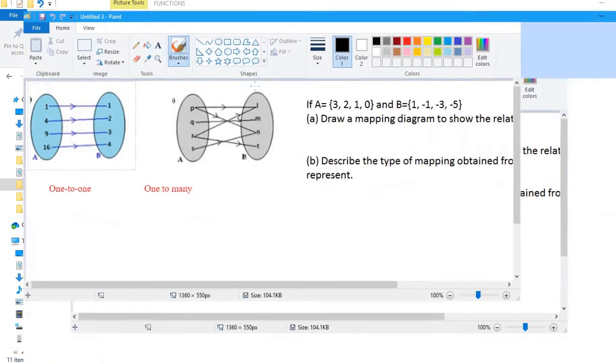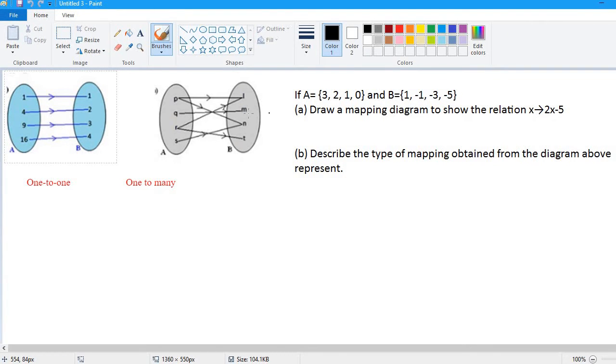All right, so we have two mapping diagrams here. We have a one-to-one and one-to-many. So you can see that 1 only maps onto 1, 4 only maps onto 2, 9 only maps onto 3, 16 maps only to 4. And here we have one element going to more than one element in the range. One element in the domain is going to more than one element or many elements in the range. So we have P maps onto L. P also maps onto N. R maps onto L. It also maps onto T. And well, this one is one to one.